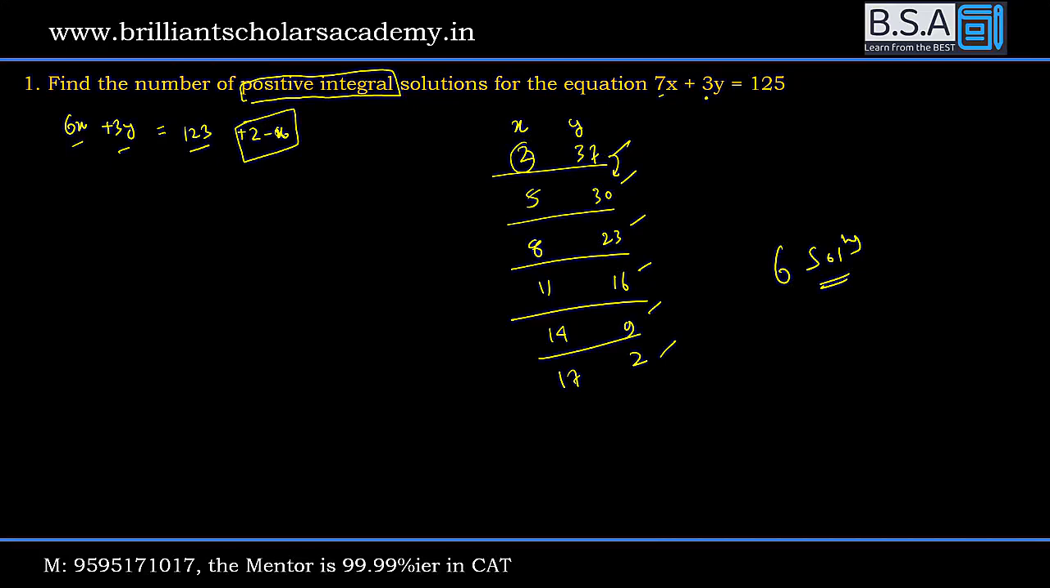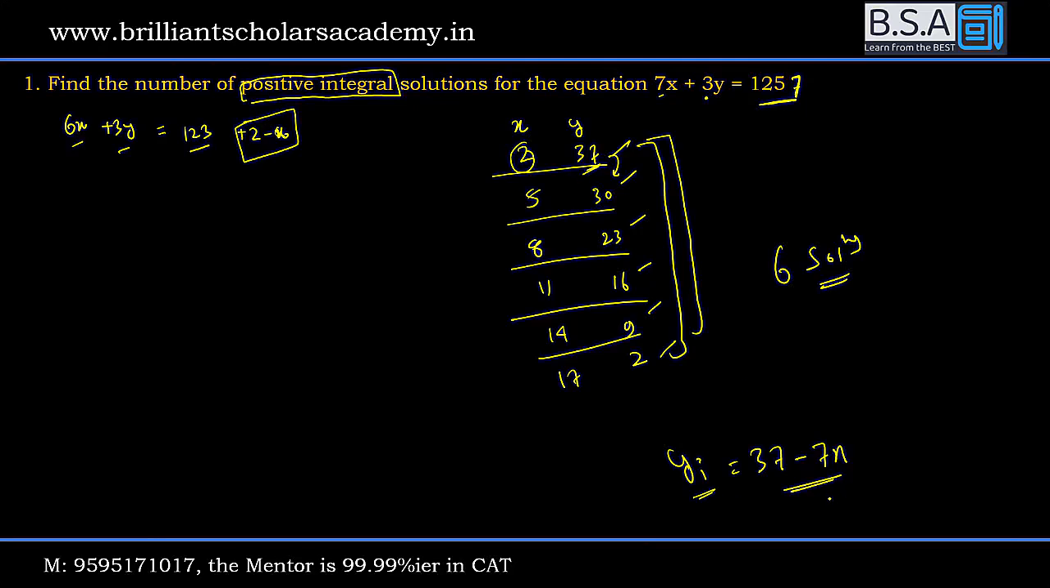Now the question is, what if this was not 125 but 1257? Let us say it was a larger number, 1257, then we cannot do this, we cannot every time add numbers. So what you do in such questions is, I focus on this: the first value of y is 37, every time I subtract 7 I will have a new value, but I must keep it above 0.